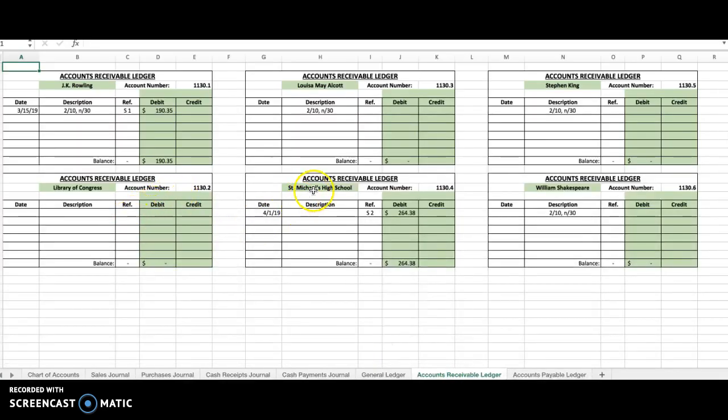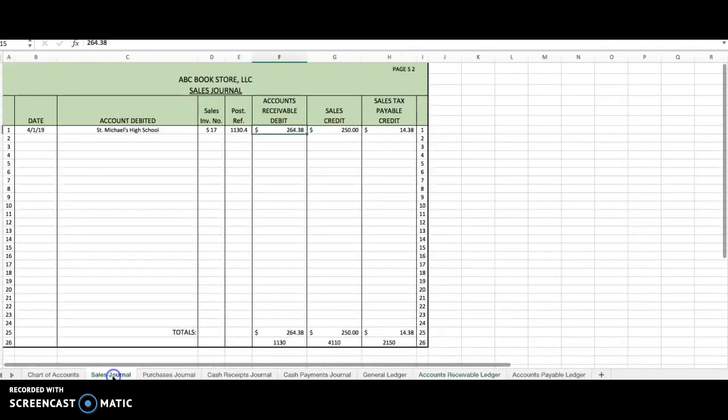And we go to the accounts receivable ledger. And if we find St. Michael's High School here, you see that it has been posted April 1st. The reference is Sales Journal, page 2, and the debit, $264.38. So that shows how much that high school owes to us. The account number is put back into the Sales Journal, and that's posted.